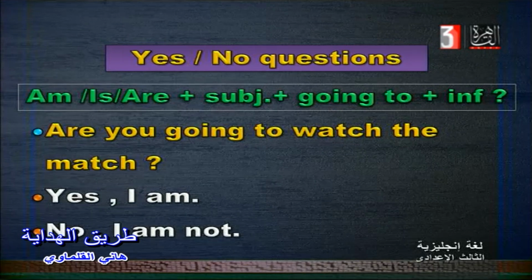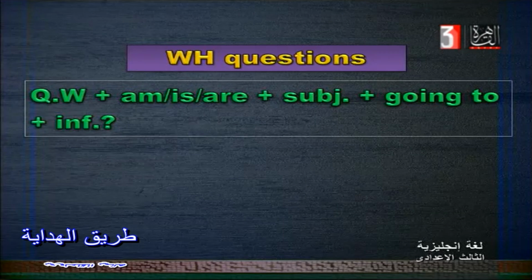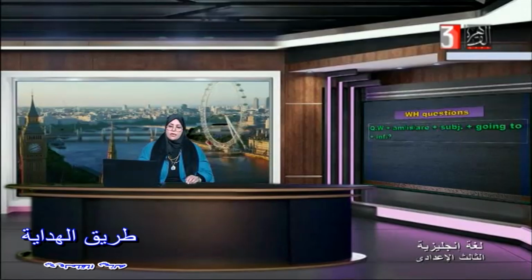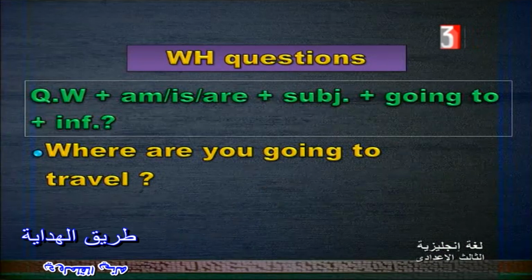Another part, we have here the WH question. السؤال بأداة استفهام. It is the same, but we start using a question word, like what, where, when, how long. Then we add am, is, or are, which is the verb to be in present, followed by the subject, then going to, then the infinitive. Like I say, where are you going to travel? I'm going to travel to Alexandria.